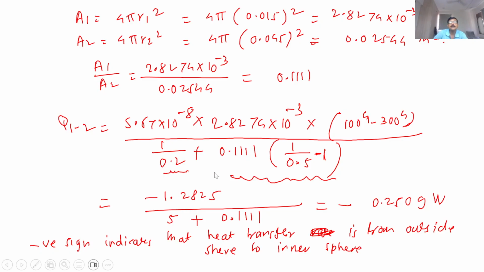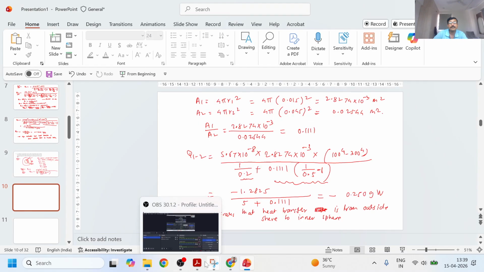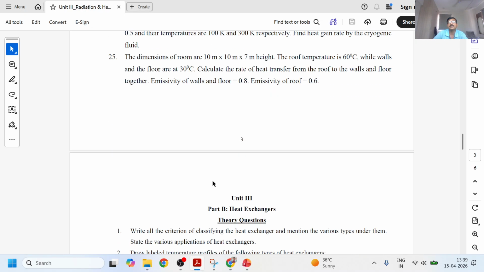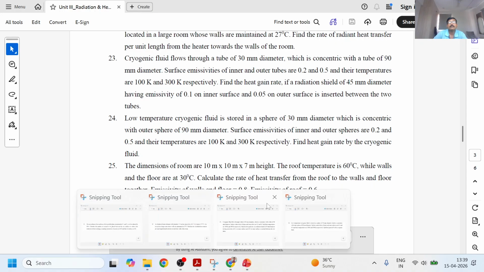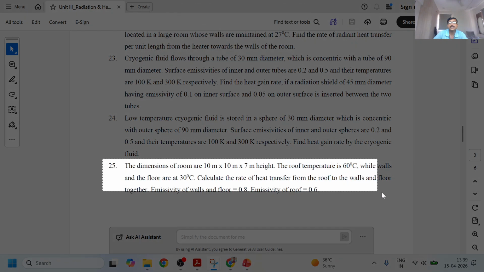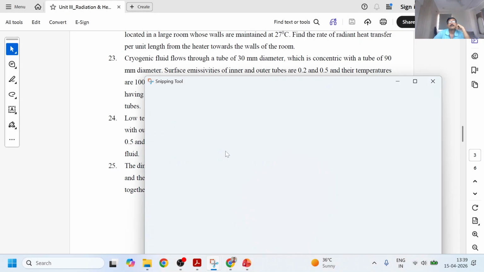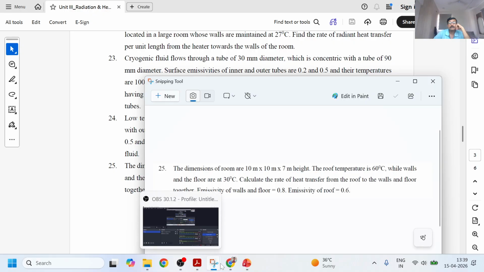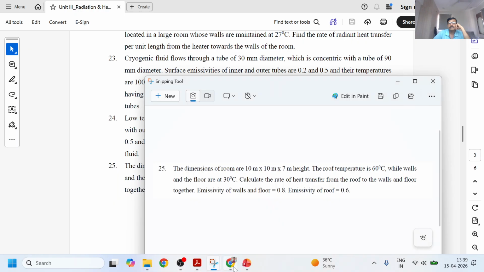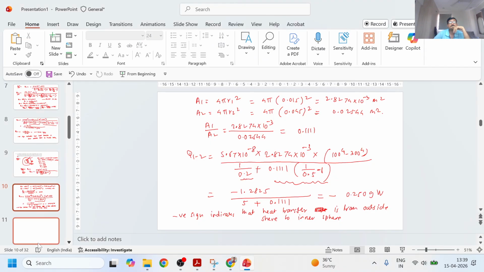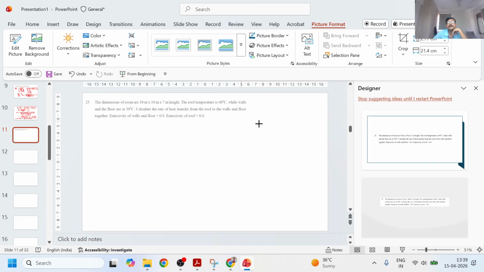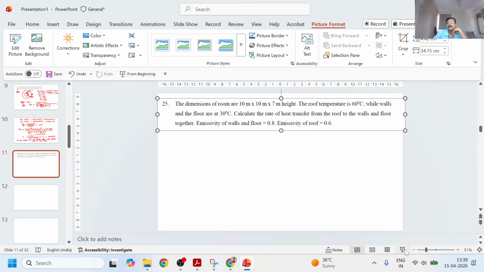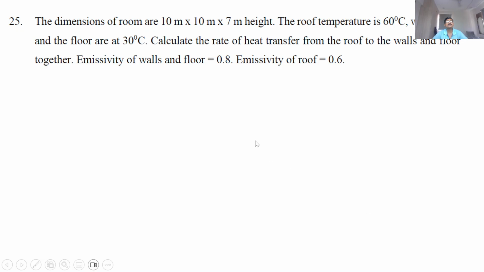Okay, we'll move to the next problem now. And this is the last problem, I think. Yeah, for the radiation. So I'm copy pasting it in PPT. Yeah, I'm making it bigger for you. Now just interpret the data, please.